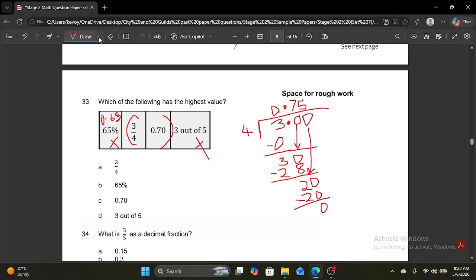Well, 0.75 is greater than 0.70. So as I said before, the highest number out of the two that's contending is 3 out of 4. So let me just quickly circle that answer. So 3 out of 4 is the answer for 33.